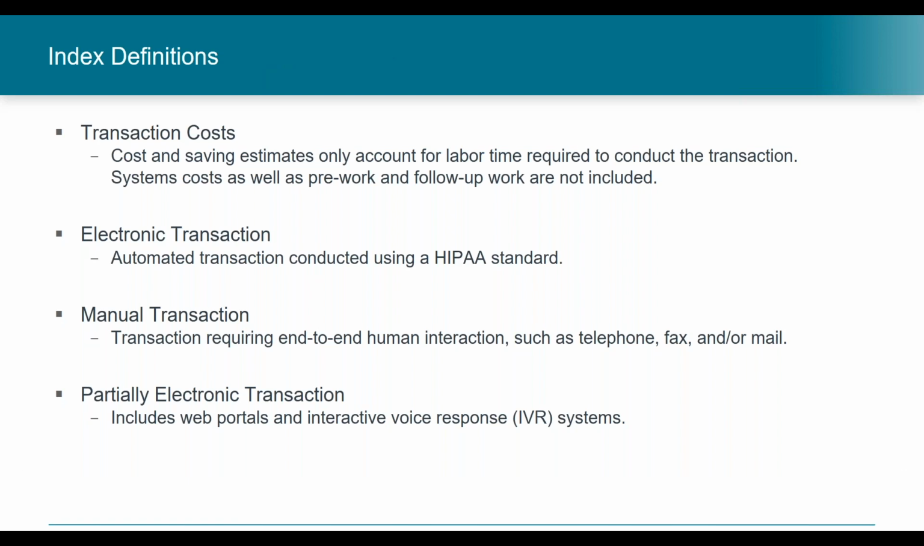Before we start to dig into the detailed findings, let's review some definitions used throughout the report. So first, when we talk about transaction costs, we're talking about the cost and savings estimates that are only related to the labor required to conduct the transaction. When we measure this information, we are not measuring systems costs, and we are not measuring some of the pre-work and the follow-up work that are done at a provider and a health plan, both before and after submitting the transaction. We also, throughout the report, classify transactions into 3 different categories: electronic, manual, and partially electronic.